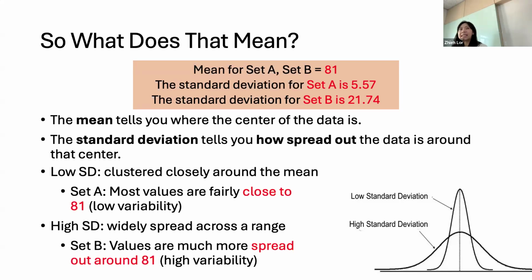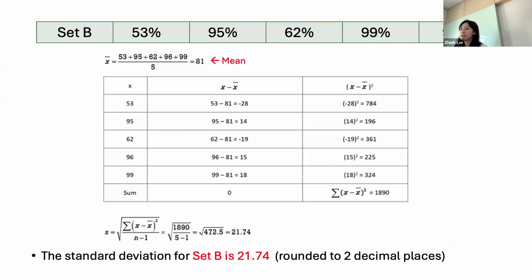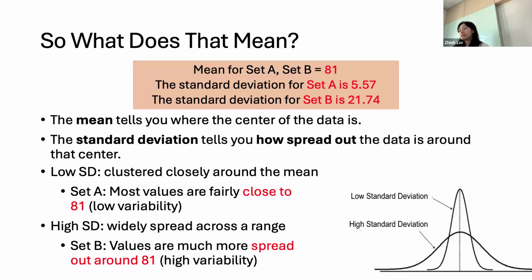But when you have the high SD, which is set B, 21.74, it means that it's quite spread out. The scores that the students have show a lot of differences, like 50 something, right? 53, 90, 60. So it's quite spread out, which means that when you have a high SD, there is higher variability in that data. Students are different. The scores they receive are very different from each other. It's not clustering around the mean score, not really around 81.